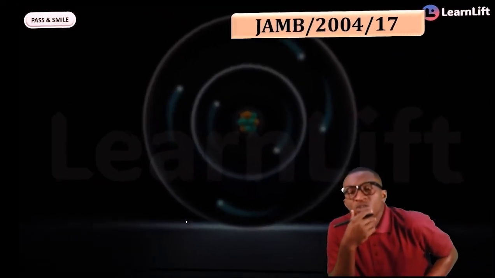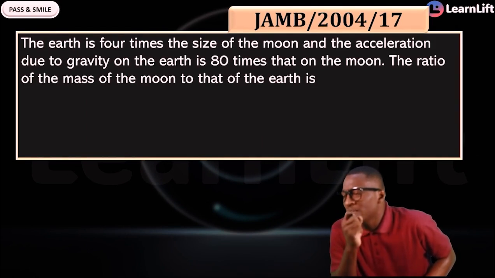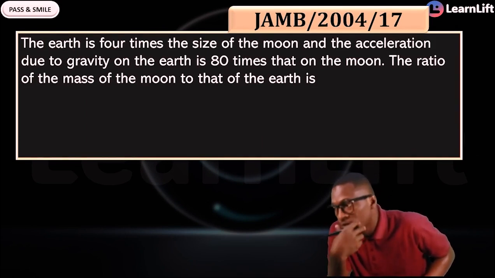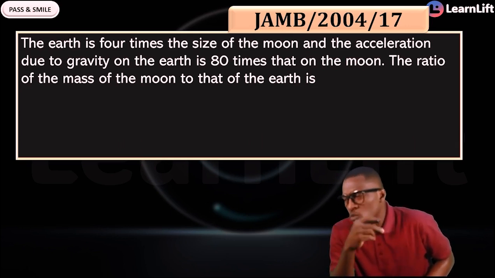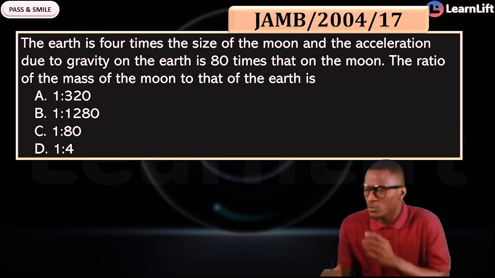Quickly, let's take the next question. We're giving you 2004 question 17. We're told that the Earth is 4 times the size of the moon and the acceleration due to gravity on the Earth is 80 times that of the moon. The ratio of the mass of the moon to that of the Earth is, and we're given options A, B, and C.